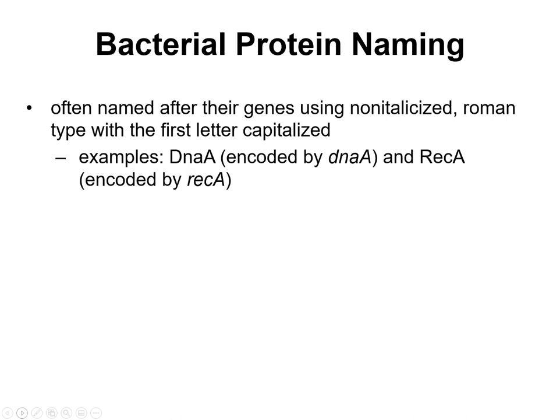With protein naming, it's typically the gene name and you remove the italics and capitalize the first letter. So if you have a gene, dnaA, there's the italics here. Instead of having the italics, you remove them and you also capitalize the first letter. So this is just to help you recognize when you're looking at a gene name versus a protein name. This is for bacteria.